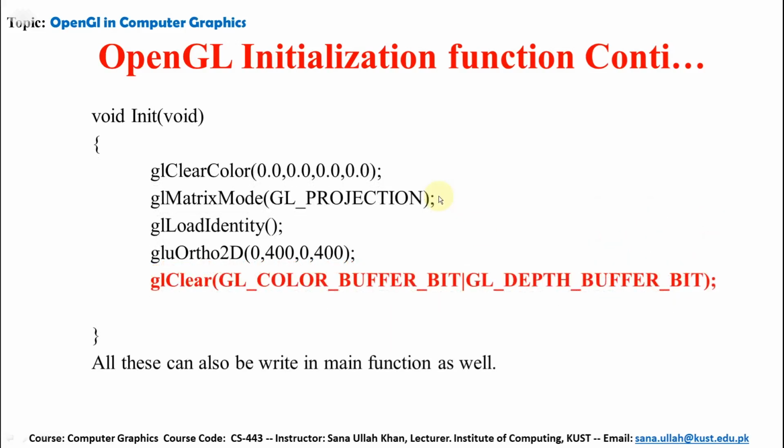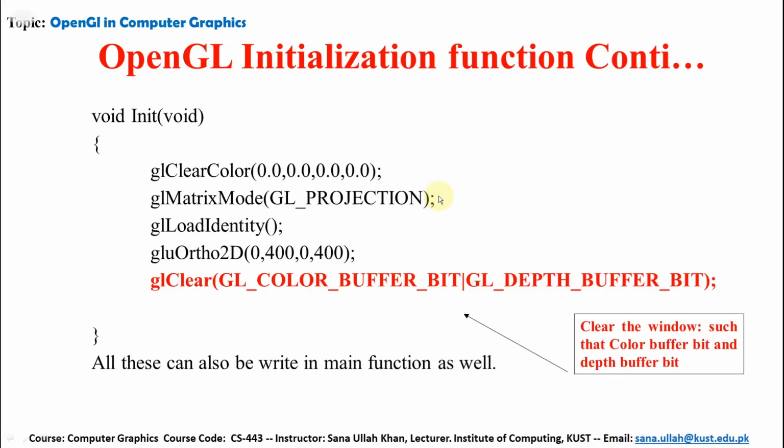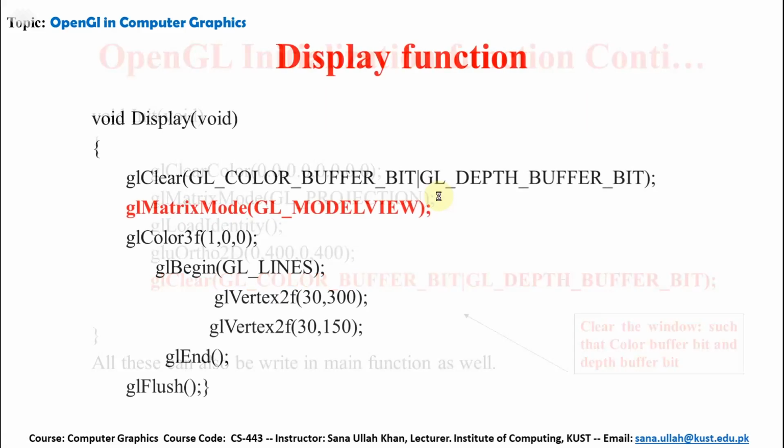After that, glClear with GL_COLOR_BUFFER_BIT and GL_DEPTH_BUFFER_BIT clears the window, the color buffer and depth buffer, for further processing. When the program is complete and the background color is initialized, this statement clears all the buffers in the frame. All of this can also be written in the main function as well.